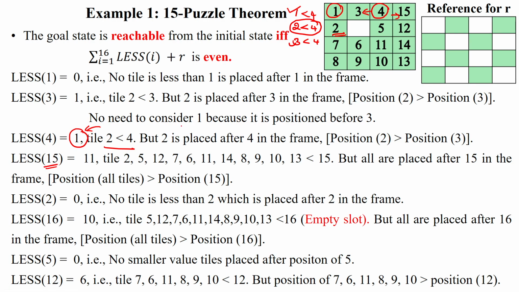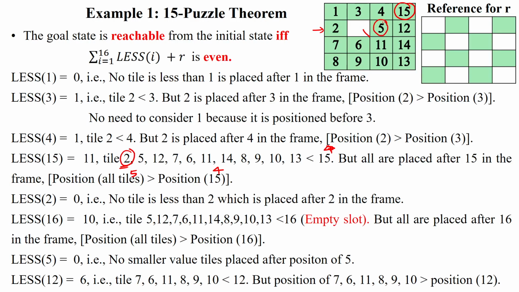Then we are taking the less of 15, the next one. So when you are taking the less of 15, the position of 15 is here, 4. But when you take the positions of all other tiles, the position of 15 is 4, and for the tile 2, the position of 2 is here, 5. So the position of 2 is 5, which is greater than 4, so we have to count this tile. Like that, here the 16 is placed after the 15, so no need to count this.